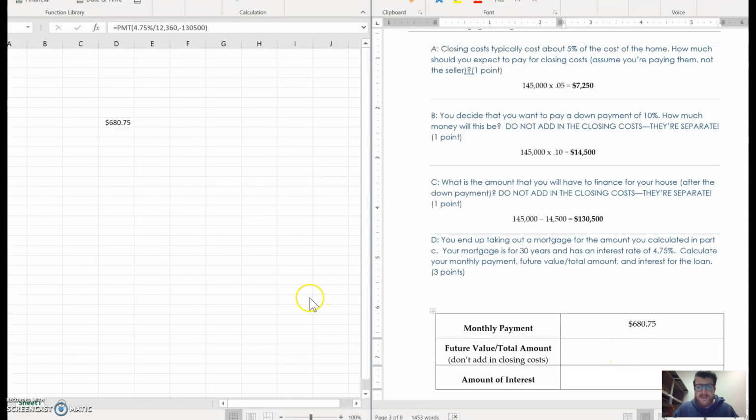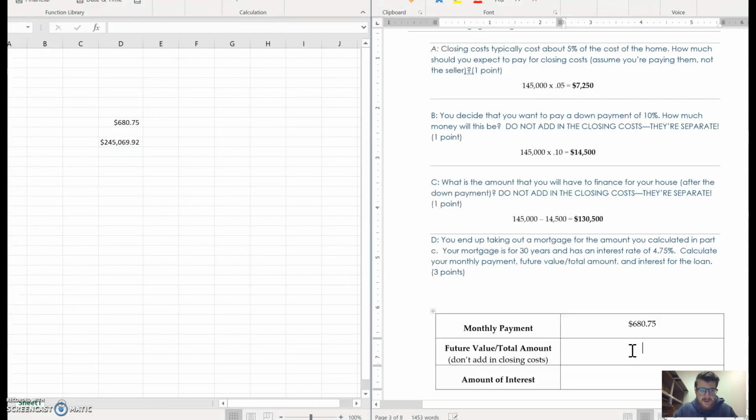All right. And then to get the total amount, well, if you think about it, you're going to pay this $680.75, and you're going to pay it 360 times. So you just take it and you multiply it by 360. Keep in mind you could have done that calculation in your calculator as well. I just have Excel easily accessible, so it's just easier to do that way. All right, 245,069.